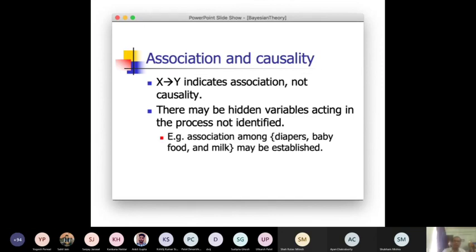For example, there's a nice example given in that book itself. Say you have an association among these items: diapers, baby food, and milk. Now this may be established, but the hidden variable is the baby at home, which may be the reason for all these events to take place. So we really cannot say that buying diapers is causing buying milk, or buying milk is causing buying diapers. That kind of simplistic inference you should not carry out.